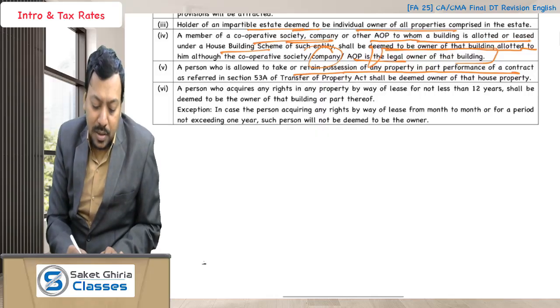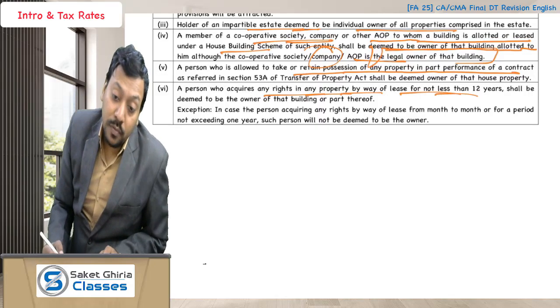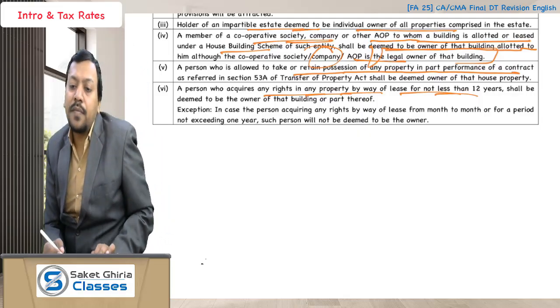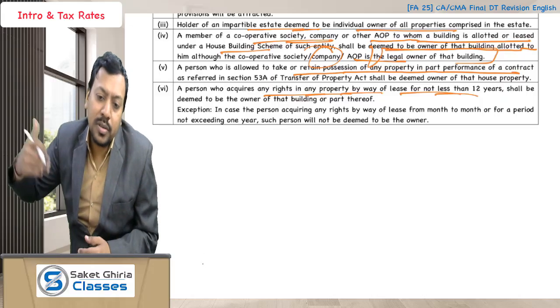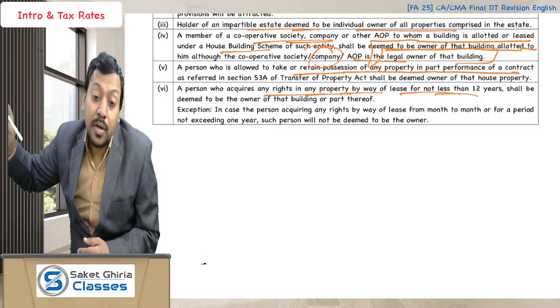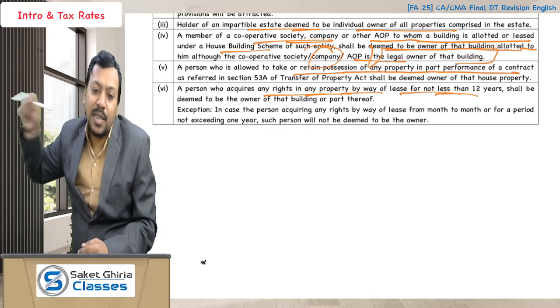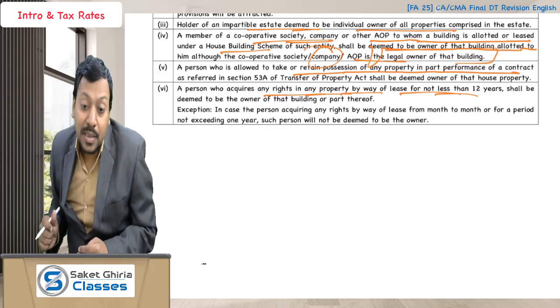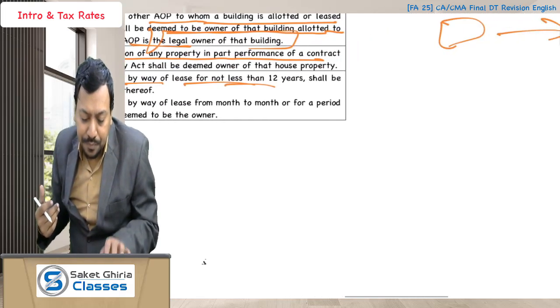A person who acquires any right in the property by lease for not less than 12 years shall be deemed to be the owner of that building or part. It means if you have given your property on lease to another person for a period of not less than 12 years, then the lessee will be treated as the deemed owner of that property. Sir, why did this provision come? Okay, I won't take much of your time.